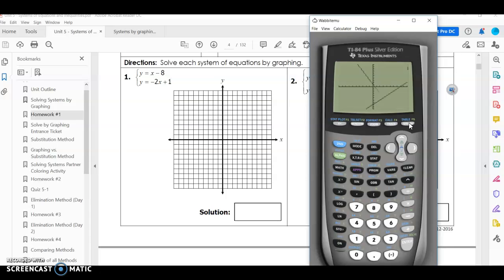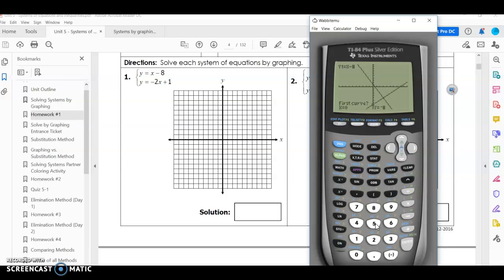All right, I'm going to hit graph. It's going to graph my two equations. I can see that the intersection point is right here, and you may be able to count over and down to find that. But using your calculator, you can go to second trace. If I click second trace, number 5 says intersect. So I'm going to click number 5 because I want the intersection point.